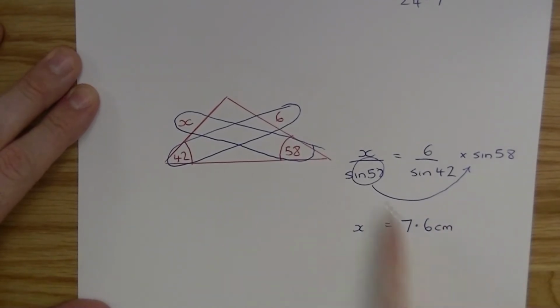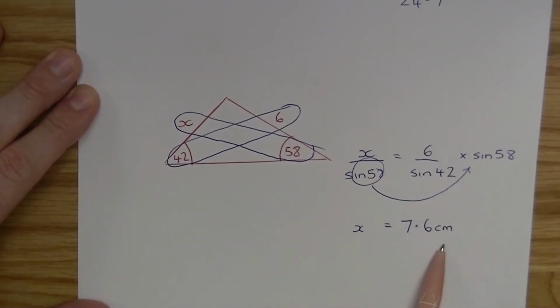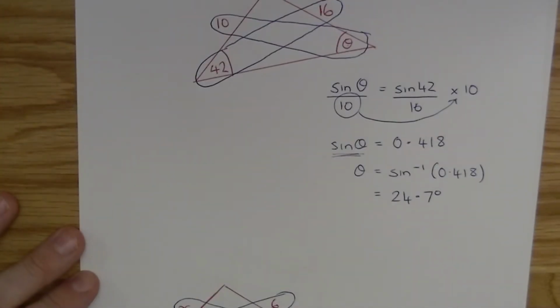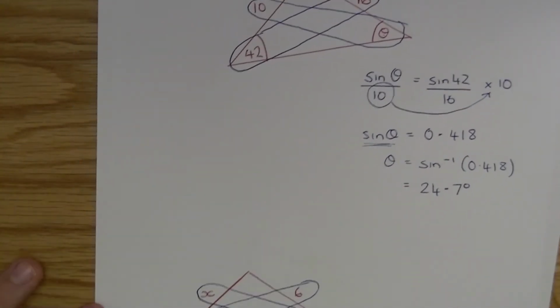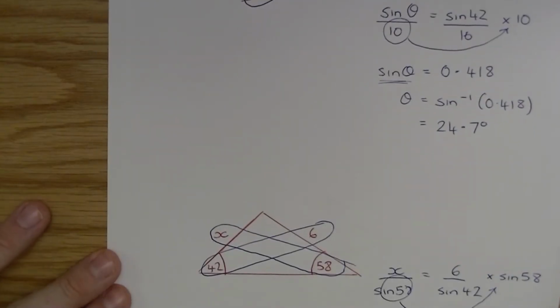Nothing else extra to do here. It's x that I wanted and it's x that I found, so there's no kind of sine minus 1 or whatever that we have to do up here. So that's the sine rule, pairs. We're looking for these pairs, angle opposite side.